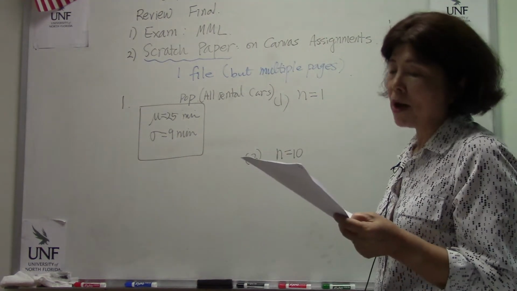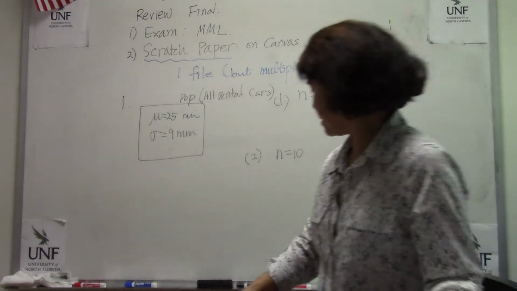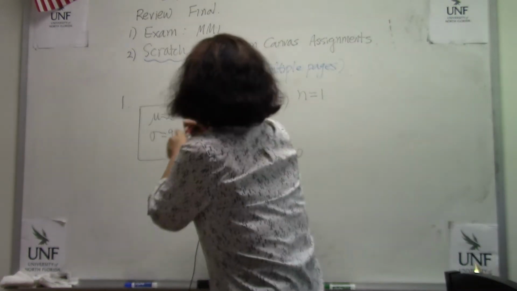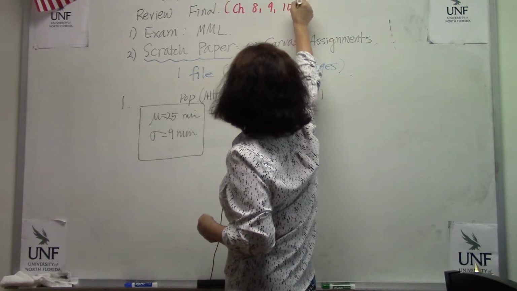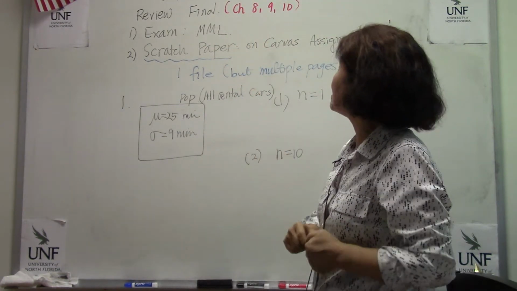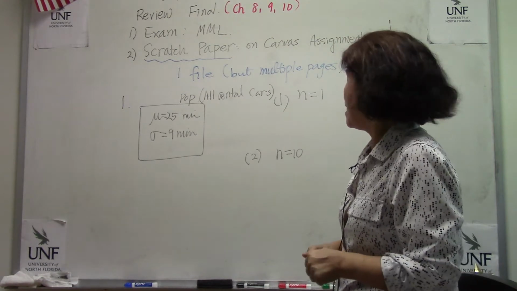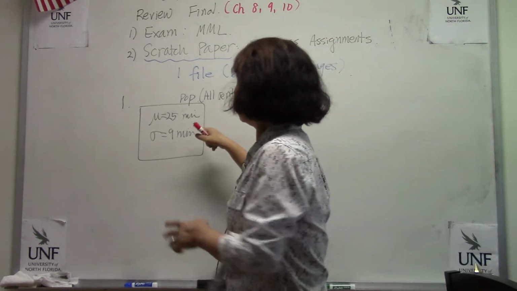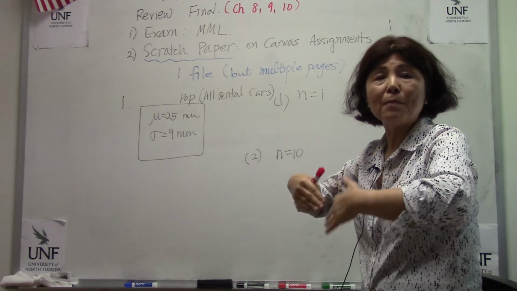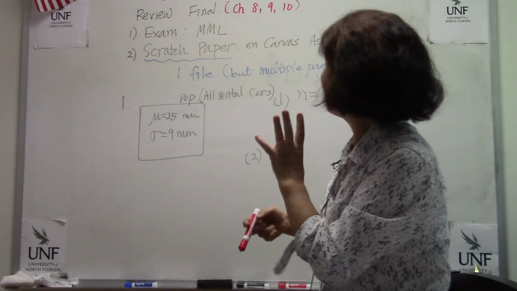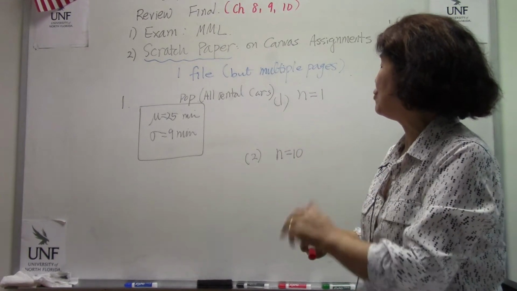Number one, there are 3 chapters: chapters 8, 9, and 10. First, chapter 8 is about sampling distribution. I listed the review problems chapter by chapter, so the first 3 problems are about chapter 8, sampling distribution.